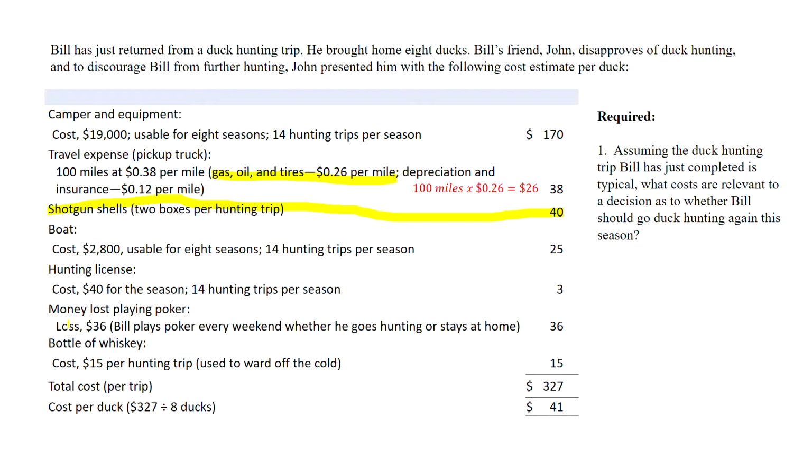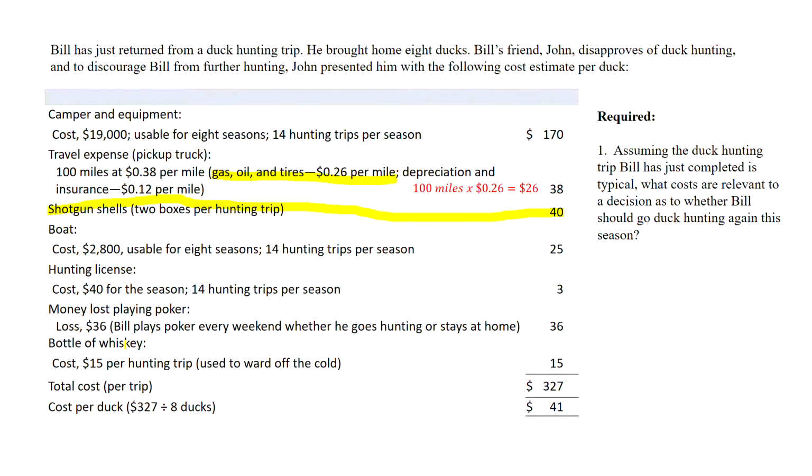Money lost playing poker. Loss of $36. Apparently, Bill's not a very good poker player. They add a little note here, though, and they say that Bill plays poker every weekend, regardless of whether or not he goes hunting or stays at home. Because we added that into the scenario, the $36 would be irrelevant. Now, if he only played poker when he went fishing, or excuse me, duck hunting, then absolutely we would have included it and it would have been relevant. But because he does it irrespective, it's irrelevant.